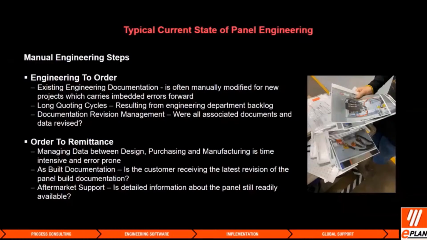So a lot of customers are working on an engineering to order basis, meaning that they're taking existing engineering documentation and then manually modifying it. So they'll find a project that looks very similar to what they're going to be building, and they start from there. But the problem is often this will actually carry forward embedded errors. Also, there are long quoting cycles involved with this type of engineering. Often the engineering department has a decent backlog and a lot of pressure on it. So this is a continual pressure.